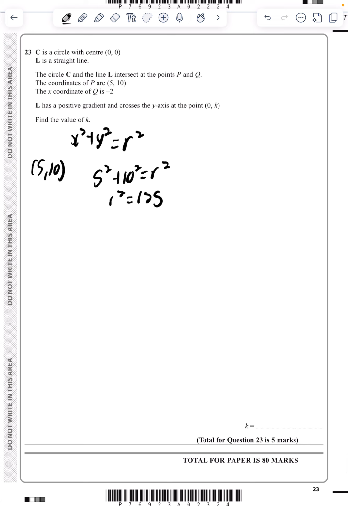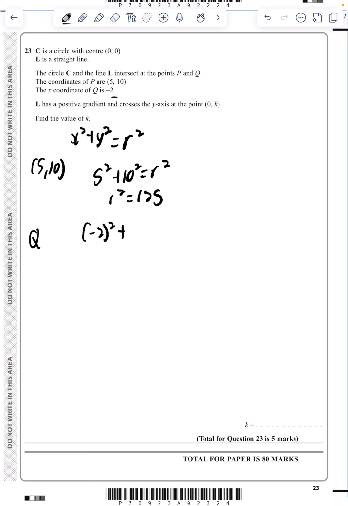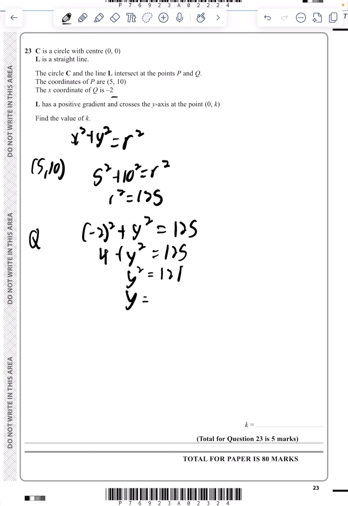Then for the x coordinate, 2 is minus 2. So for Q, I want to find the y coordinate. So plus y squared. You can just leave this r squared as that. Now y equals plus minus square root of it, because when you root you get positive and negative. L is a positive gradient.